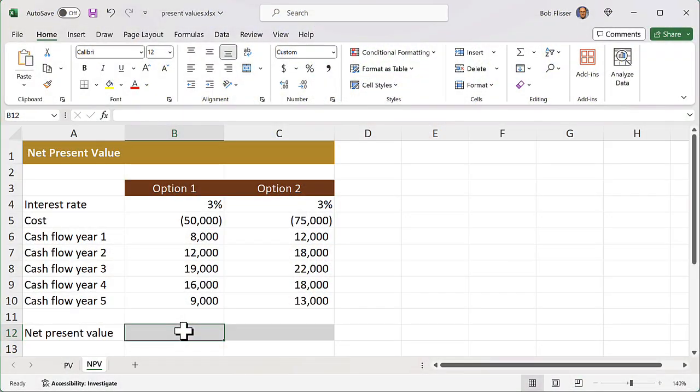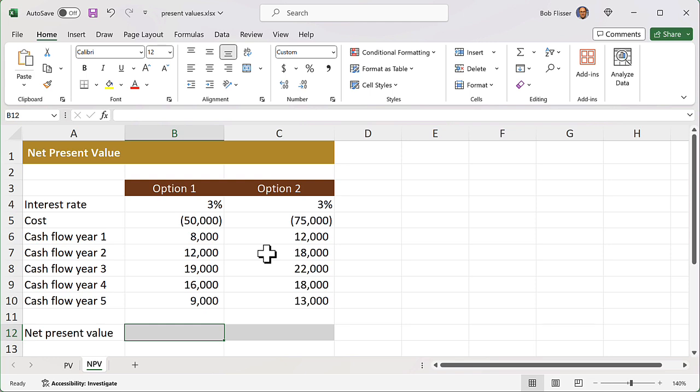Here's an example of two possibilities to compare. The first option has a lower initial cost than the second option, and it has smaller cash flows than the second option. So we want to find out, well, which is better? Do we want to pay less and get less, or do we want to pay more and get more?